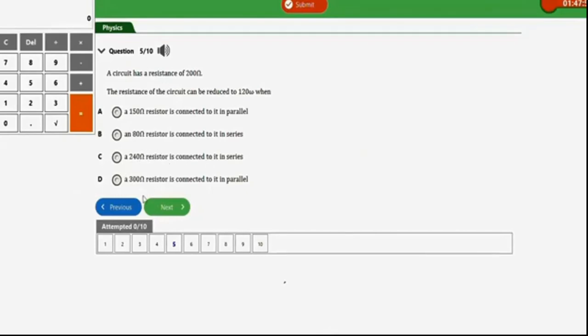Option D, a 200 ohm resistor is connected to it in parallel. So the correct option for this question will be option D. Let me show you guys how it will be option D. Remember, we're talking about a 200 ohm resistor connected to it in parallel.